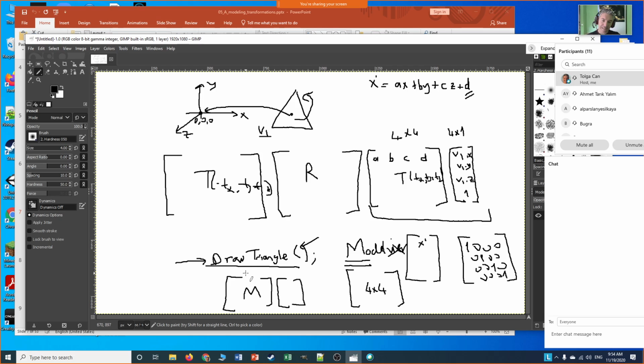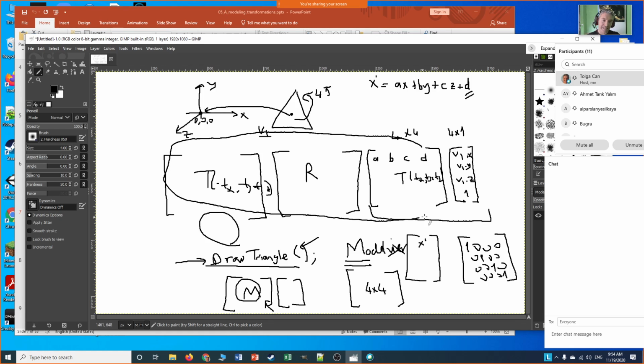So what it means is that if you really want to rotate the triangle around its center of mass, for example 45 degrees, before drawing it you have to have the necessary function calls to modify this modeling matrix so that it indicates this current state. Each of the function calls that you're going to do, for example translate. There are functions in OpenGL, glTranslate, glRotate.